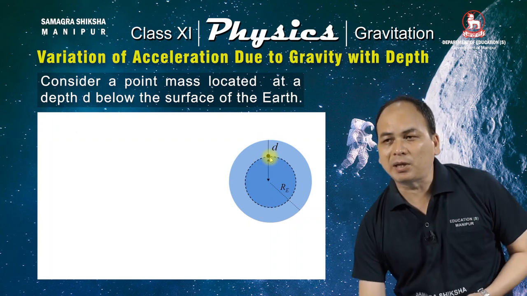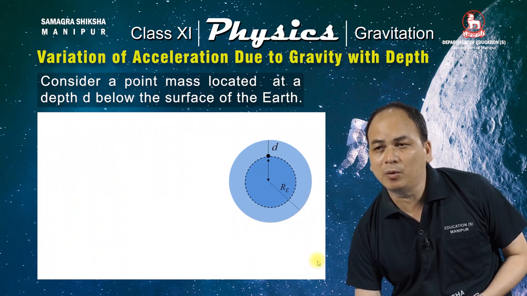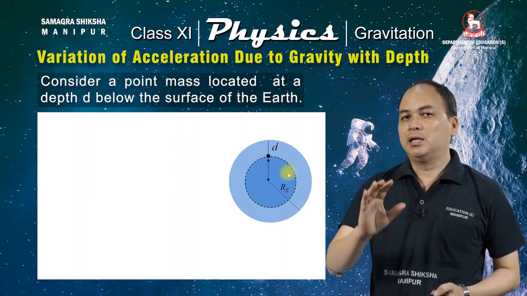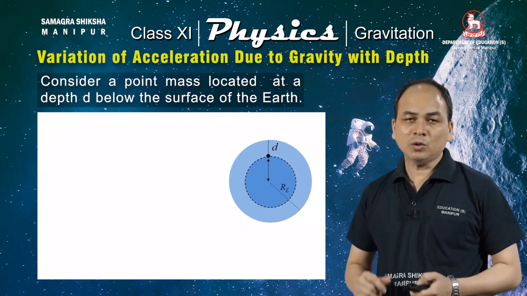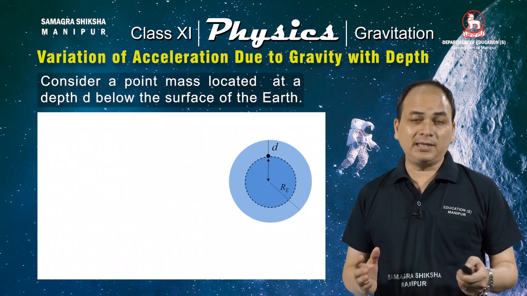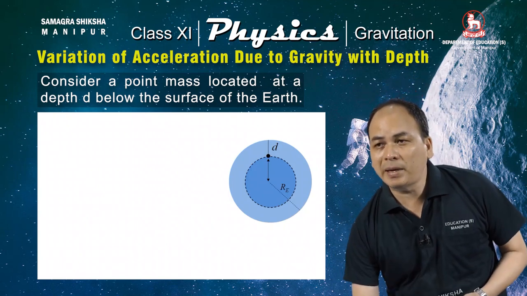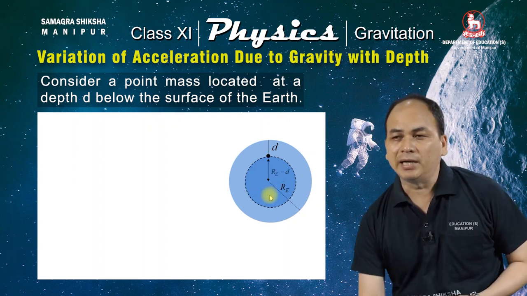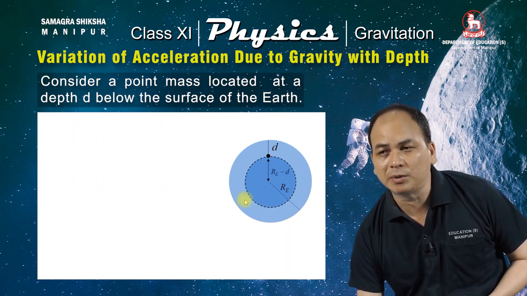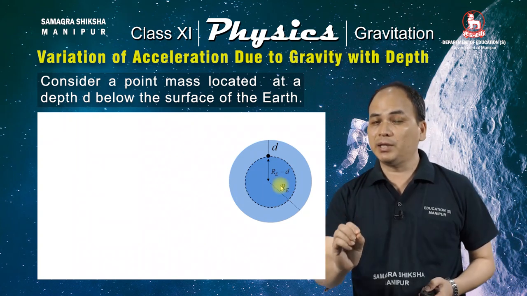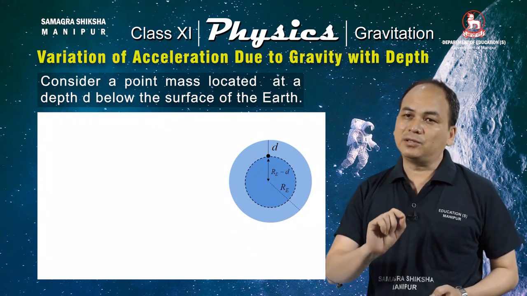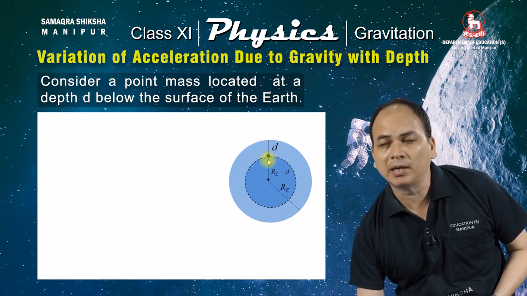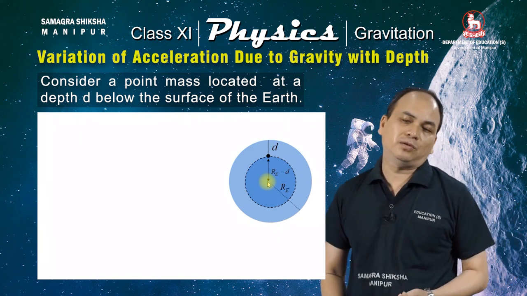Now, from the center of the earth, we have small spheres that are concentric with the earth, with a common center. The distance of the point from the center is Re minus d, so the radius of the small sphere is Re minus d. So this distance will be Re minus d.